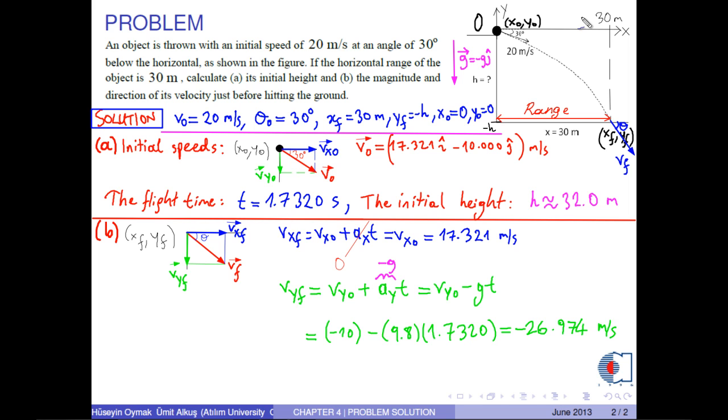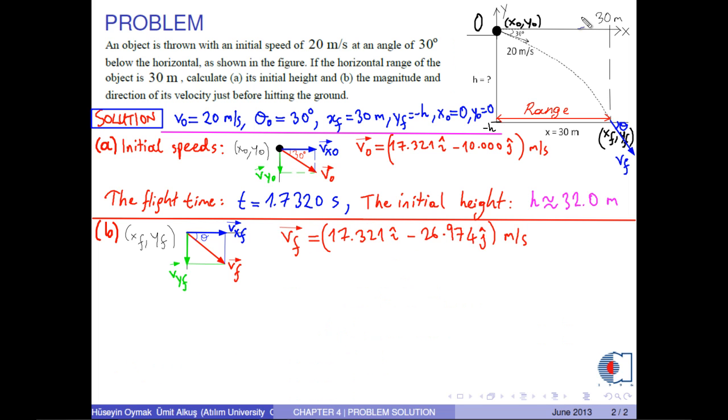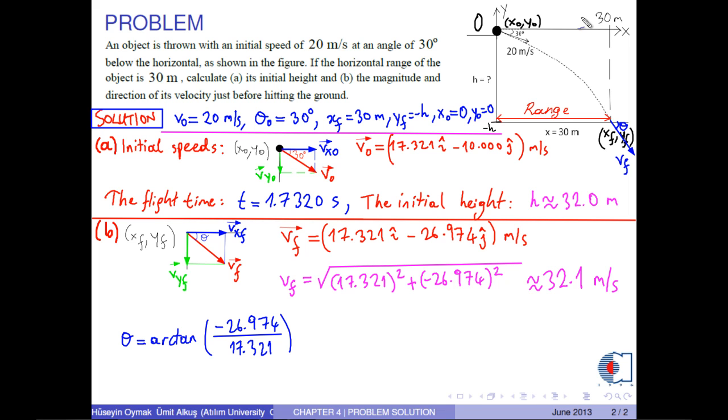As a result, in unit vector notation, the final velocity vector becomes, now we can find its magnitude by this formula. So we get approximately 32.1 meters per second. And angle theta is calculated by this formula. Therefore, we obtain approximately negative 57.3 degrees.